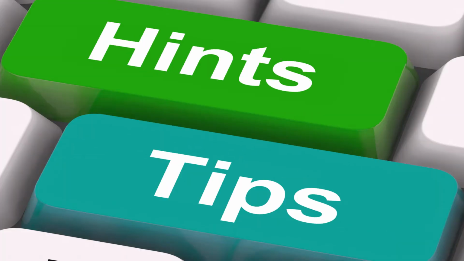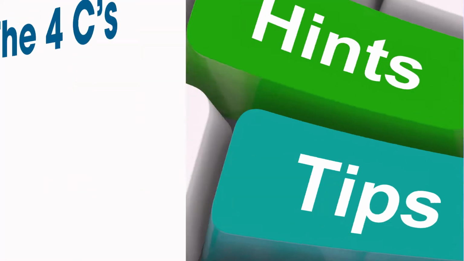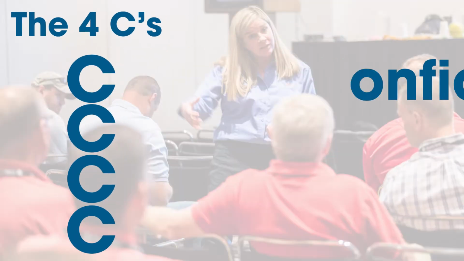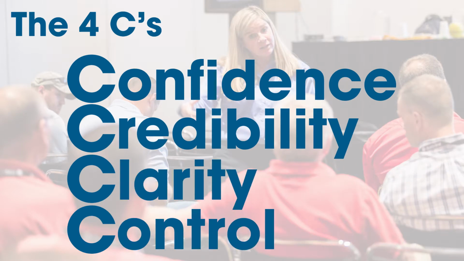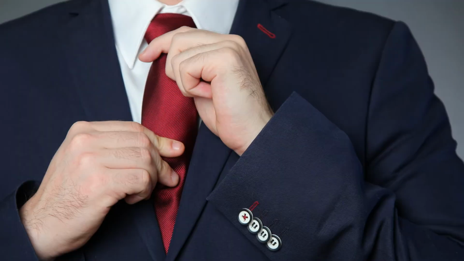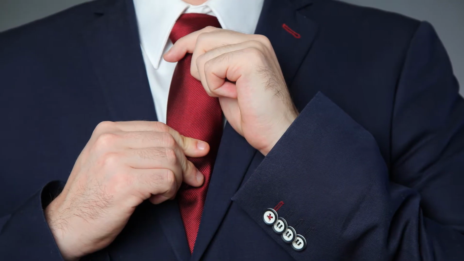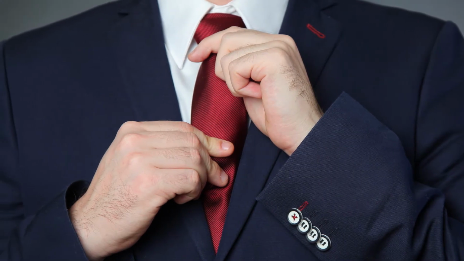Other helpful tips. When you are in front of an audience, try to remember the 4 C's: confidence, credibility, clarity, and control. Dress neatly and appropriately. The rule of thumb is to dress one level nicer than your audience will be dressed. Darker, solid colors look best and won't distract the audience.